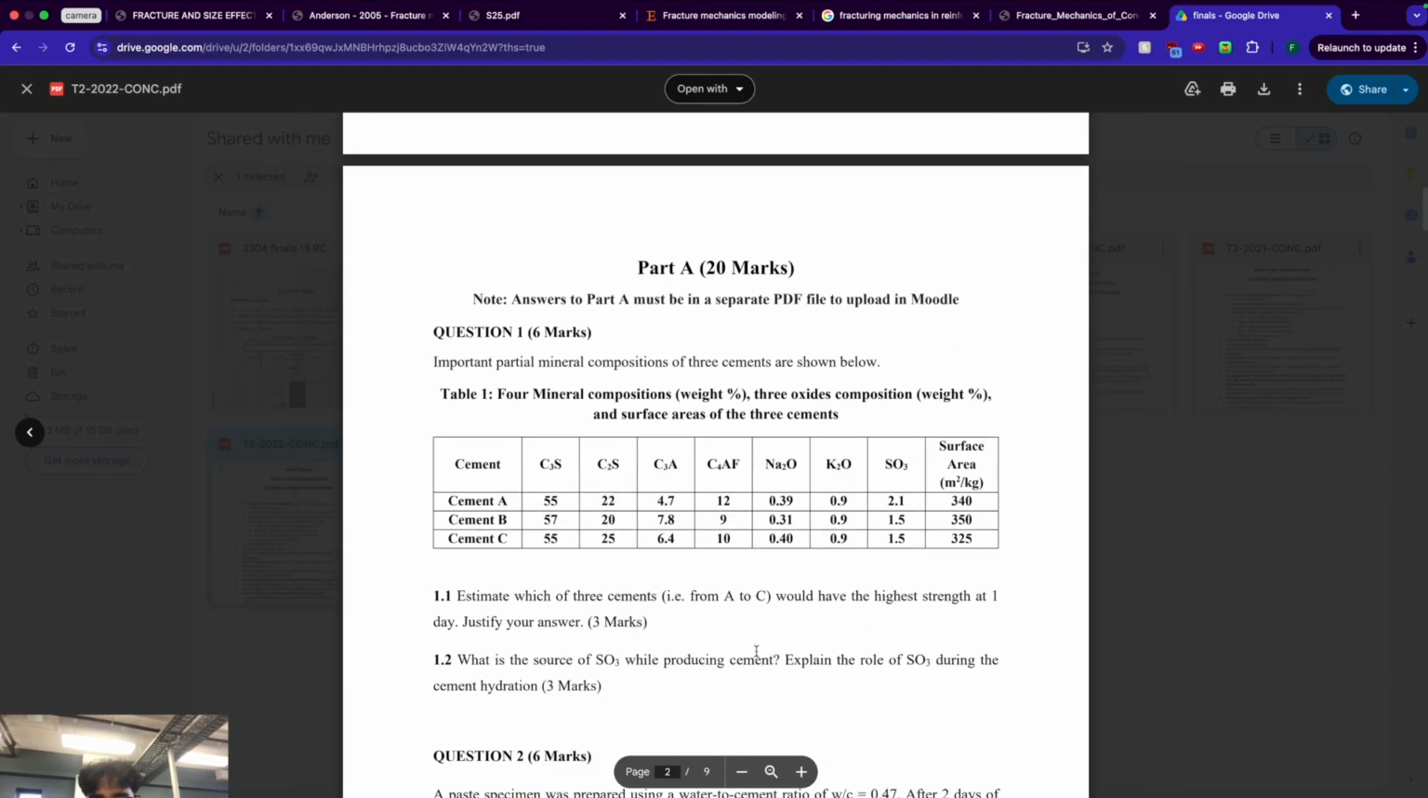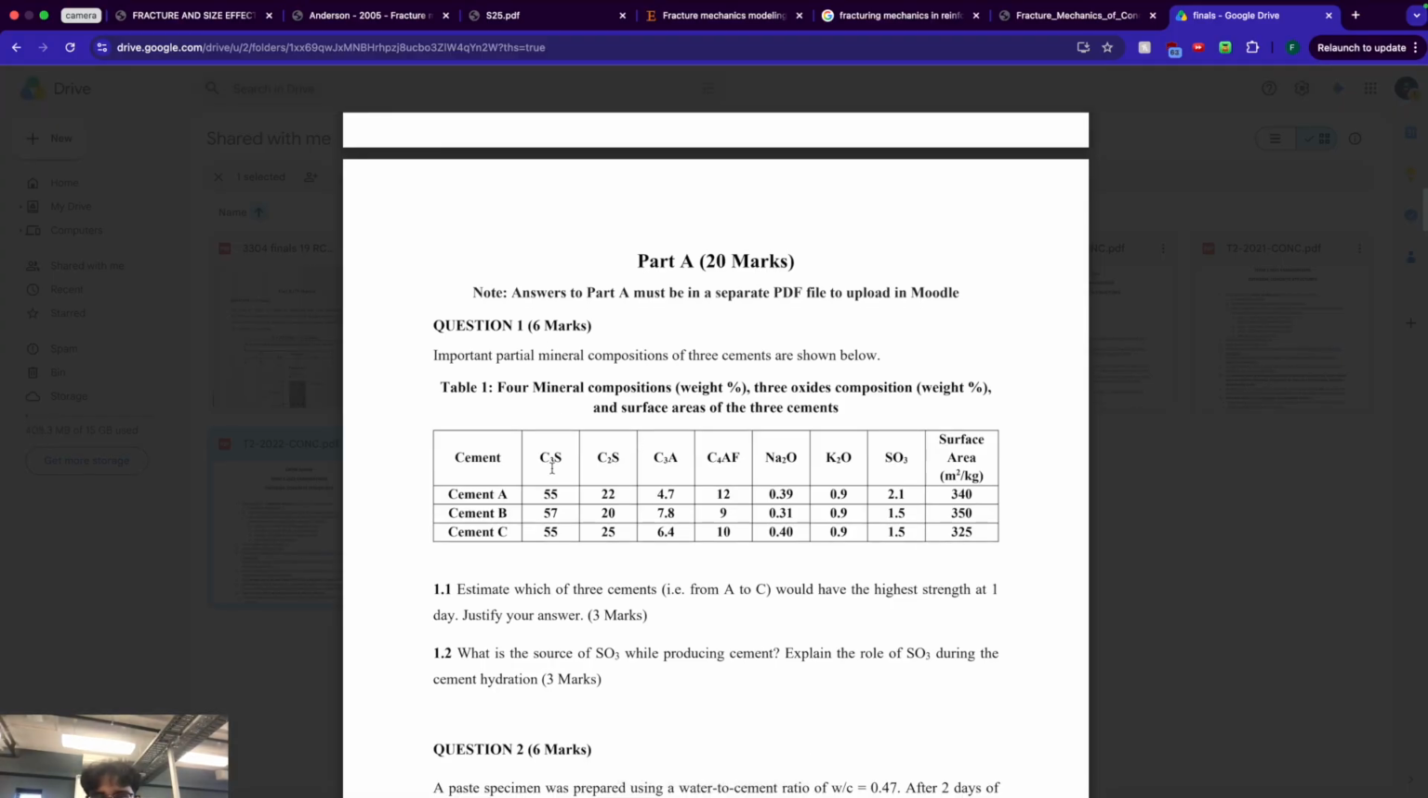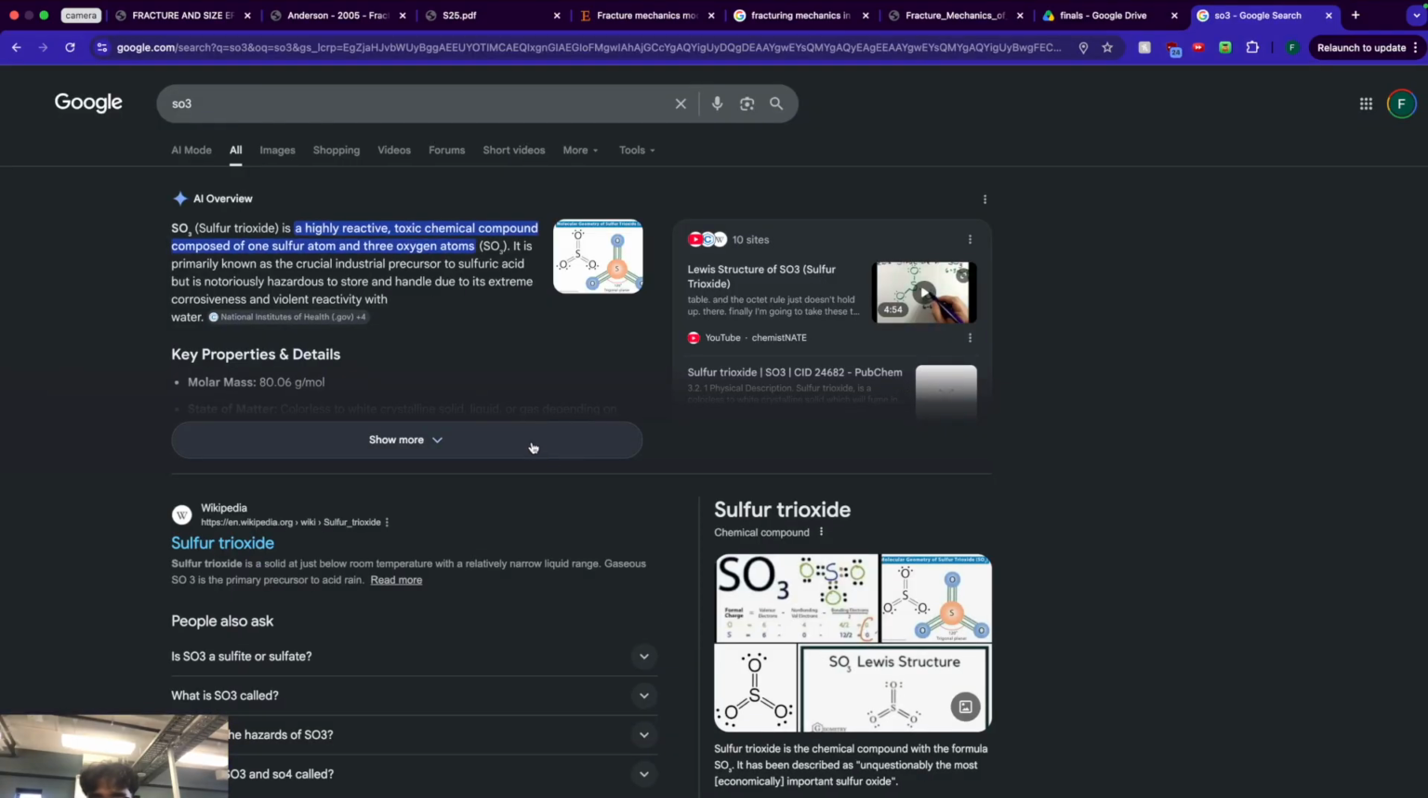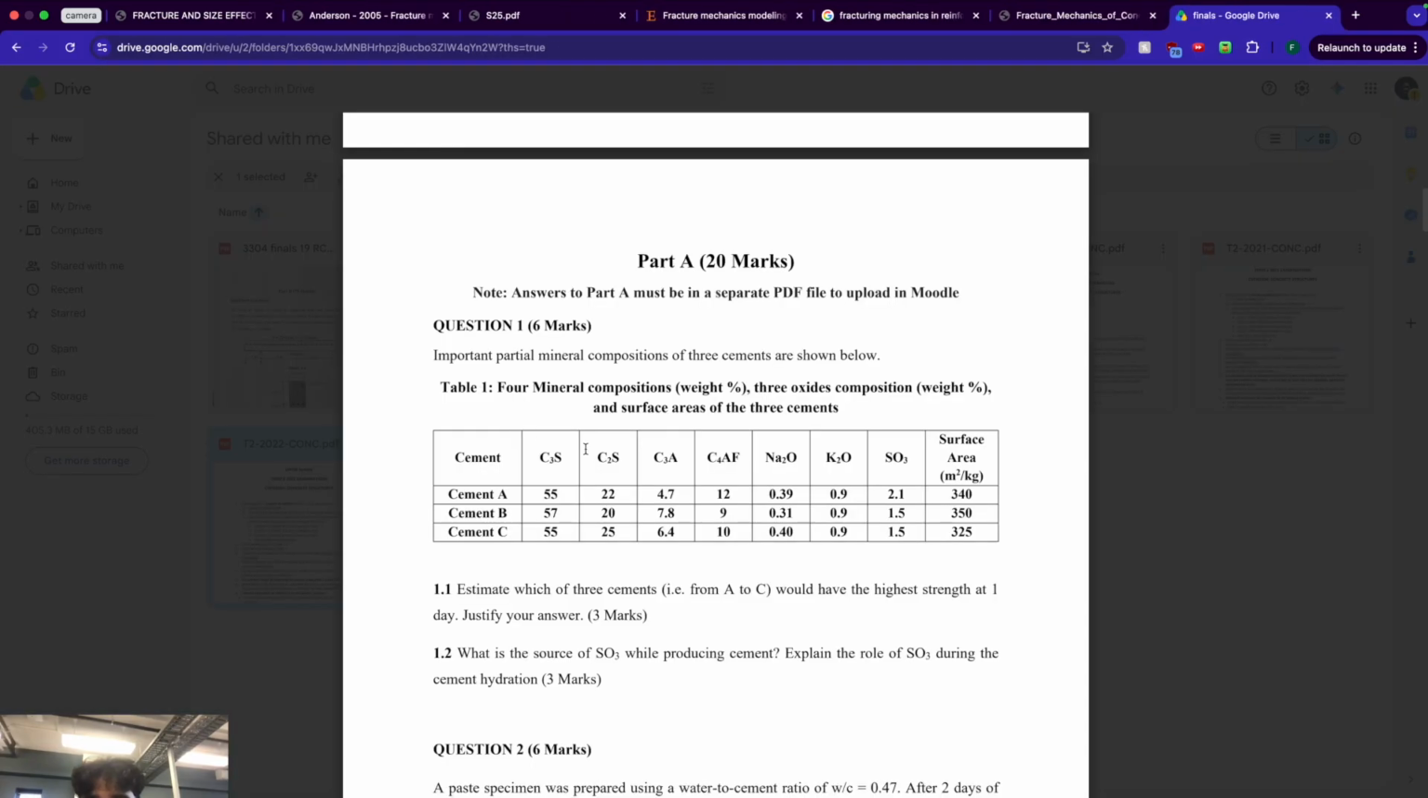Here it is. So, for example, important mineral compositions are shown below. Estimate which of the 3 cements would have the highest strength at one day. What is the source of SO3 while producing? And then what is the role of it? Did I cover that? Lol, I don't think I did. Anyways, what is SO3? Sulfite? Sulfur trioxide. Anyways, yeah, that's a question you can expect.